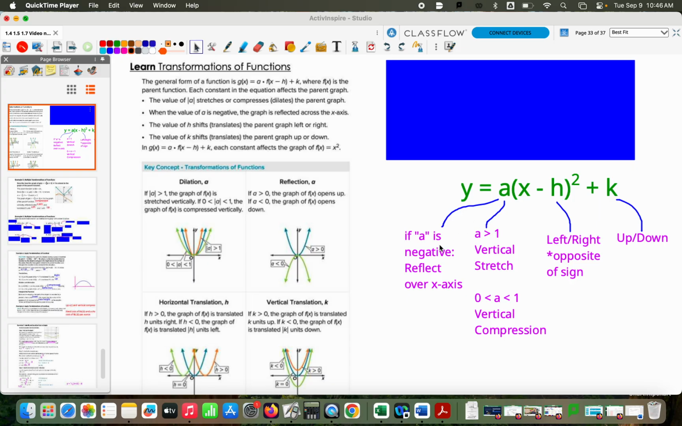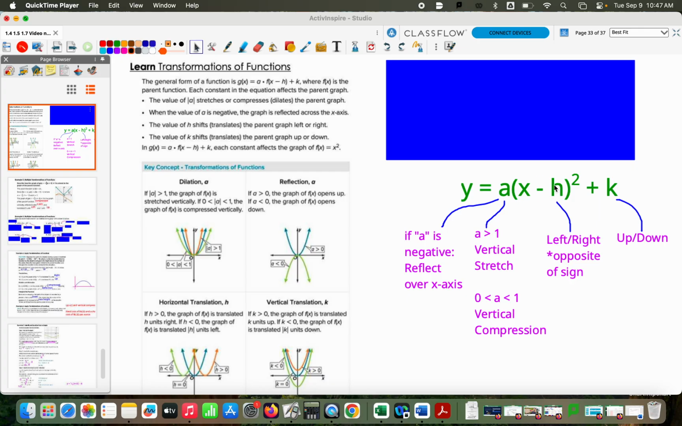Basically, if your a value is negative, that's going to reflect it over the x-axis. The a has a second job. If it's bigger than 1, then we would call that a vertical stretch. We're talking about dilations over here. If that value is between 0 and 1, like 1/2 or 3/4 or 0.1, then it'd be a vertical compression.